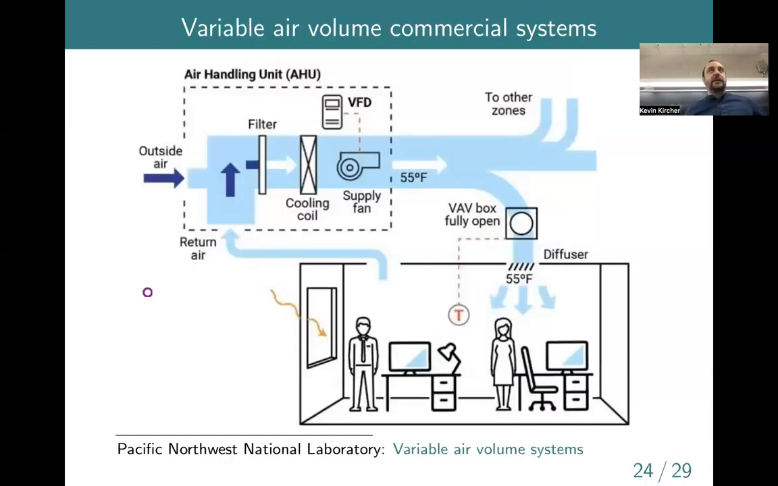Okay, and then in commercial buildings, typically they have what are called variable air volume systems. Not all systems will have these, but newer buildings typically do. But the idea here is you have what's called an air handling unit, or an AHU. And this is typically a big thing that'll sit on the roof.